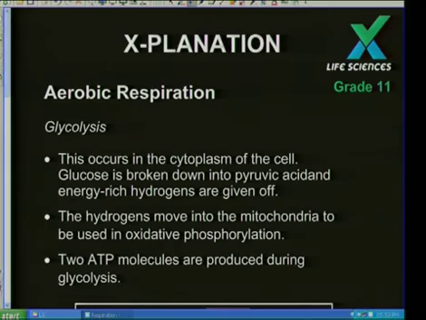Let's take each of these and explain them now. Let's start with glycolysis, the first phase. Where does this glycolysis take place? This glycolysis takes place in the cytoplasm of the cell. You must be able to say where it takes place.